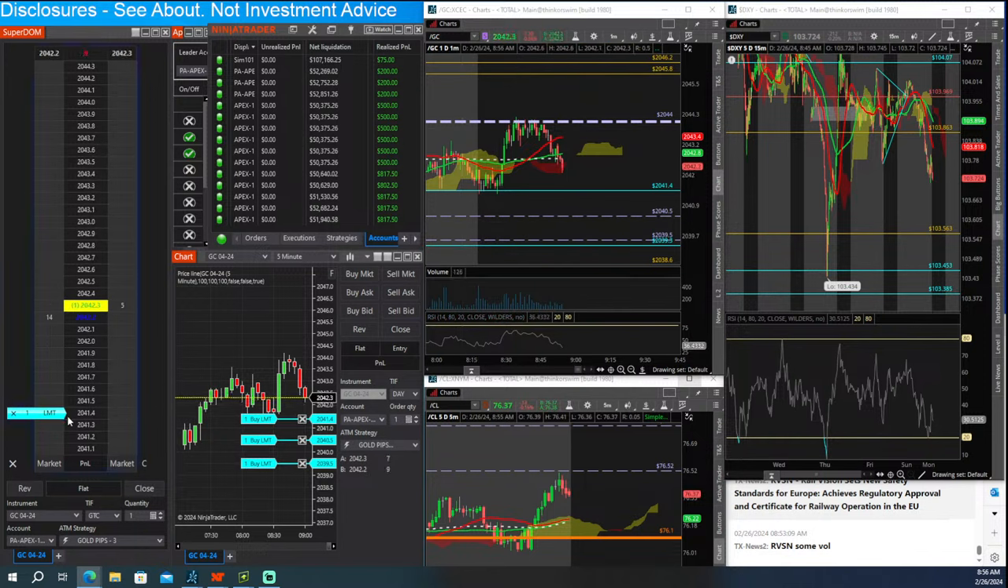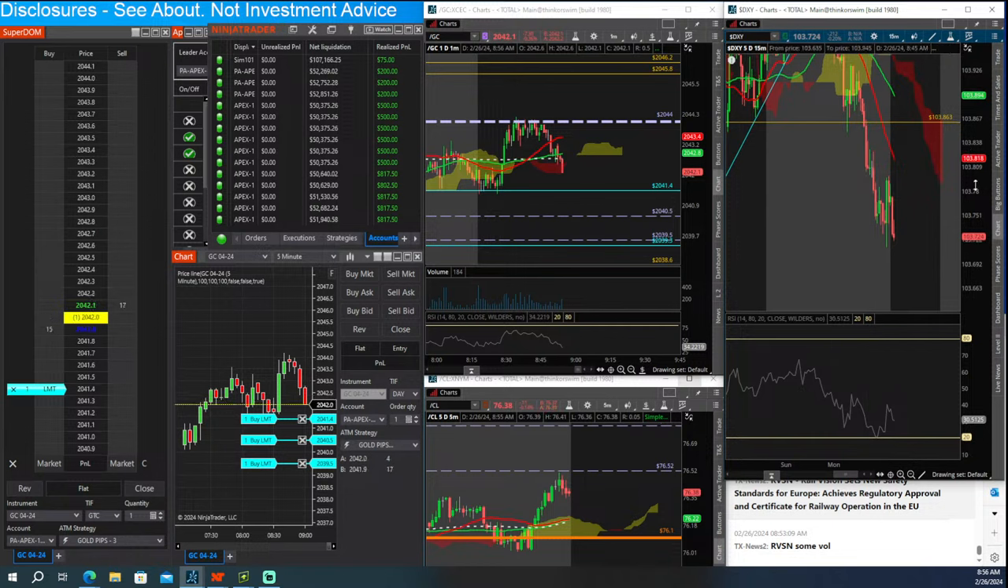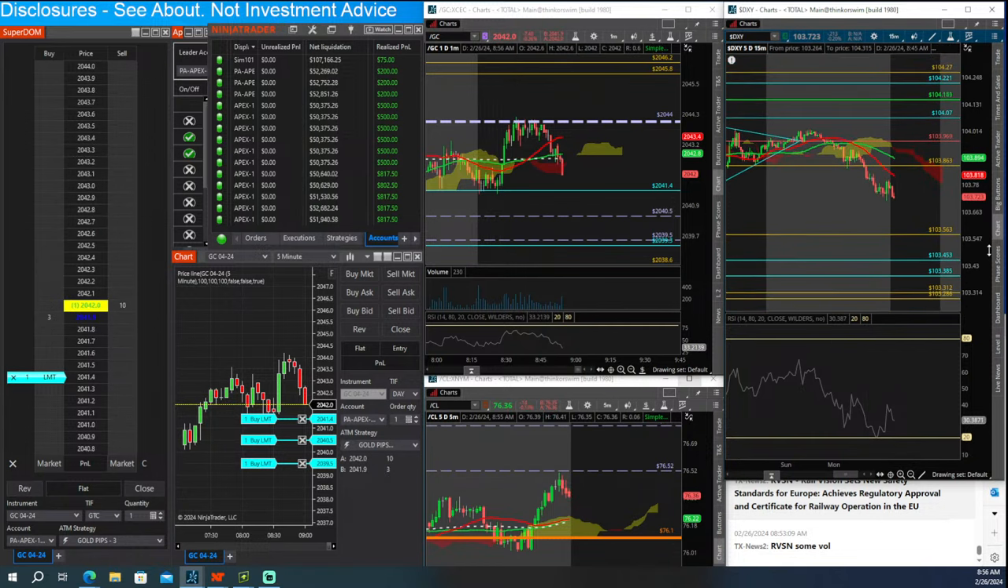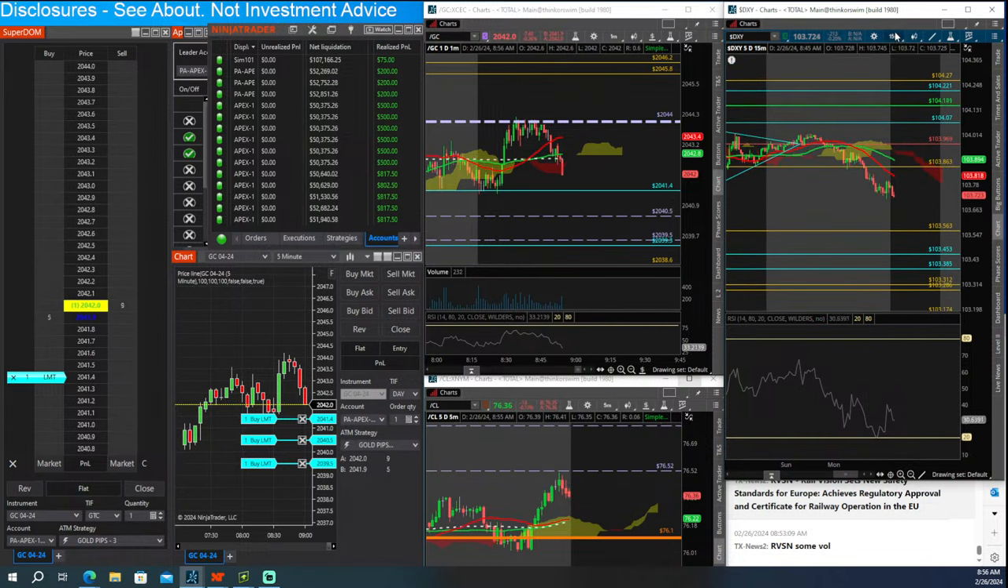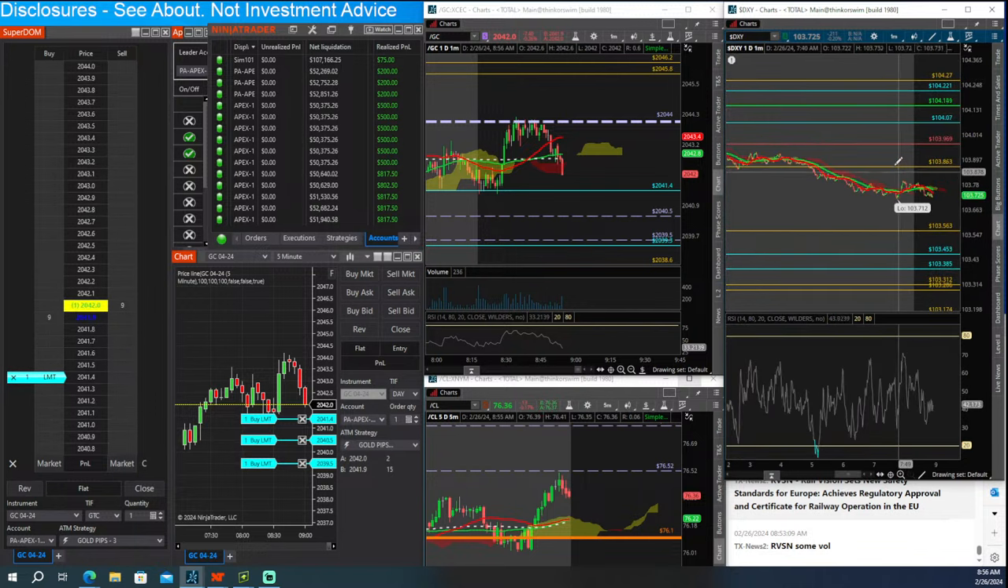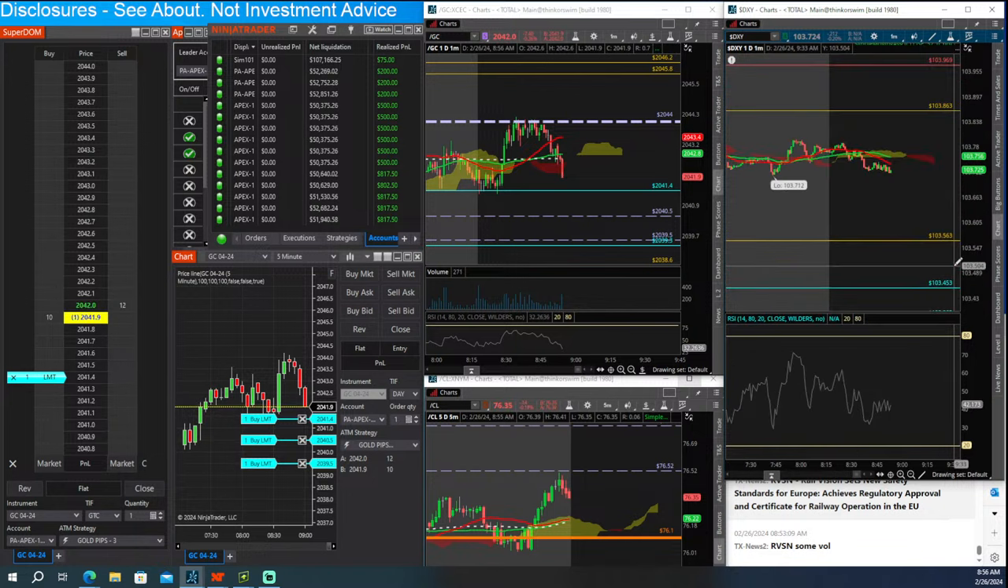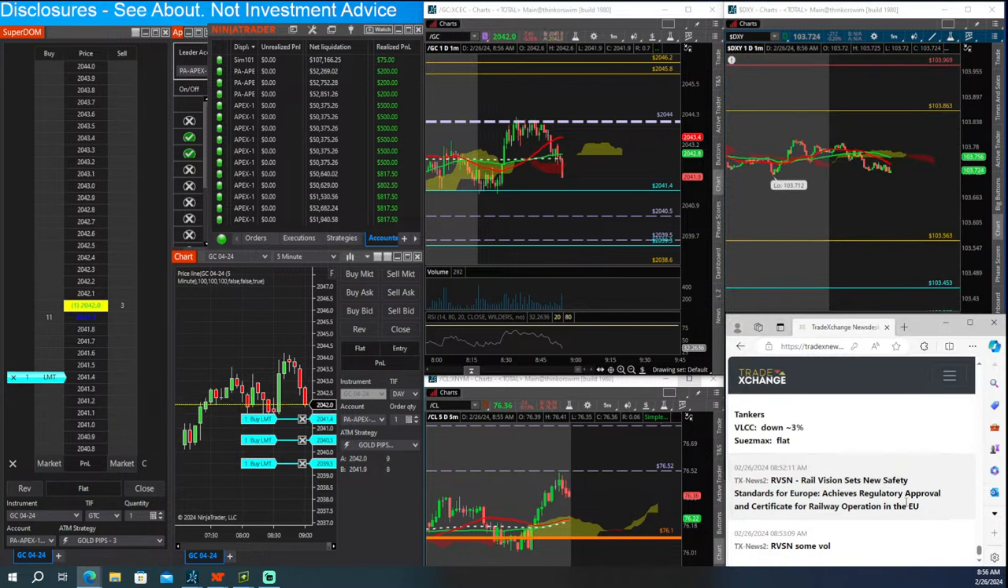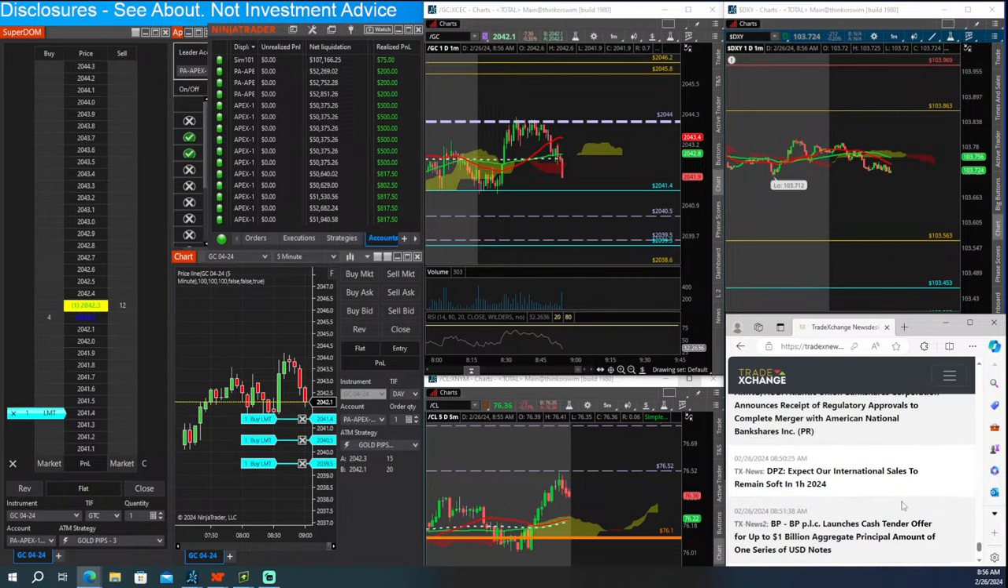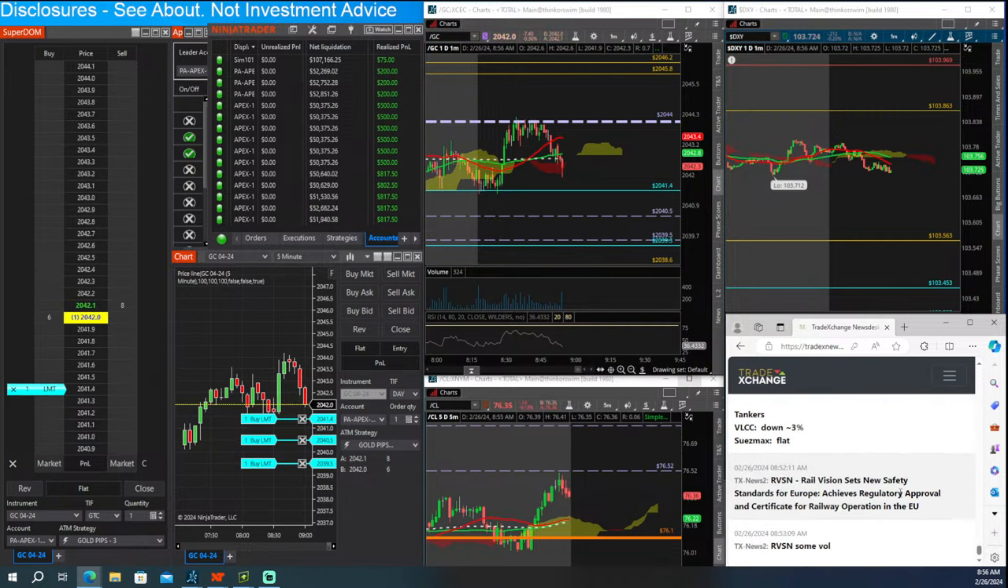So at least we're getting closer to maybe a possible trade if we can get down here. I'm going to go back to a 1 minute chart so I can see it better. Not much happening in terms of news today. Oil's starting to sell off a little bit.